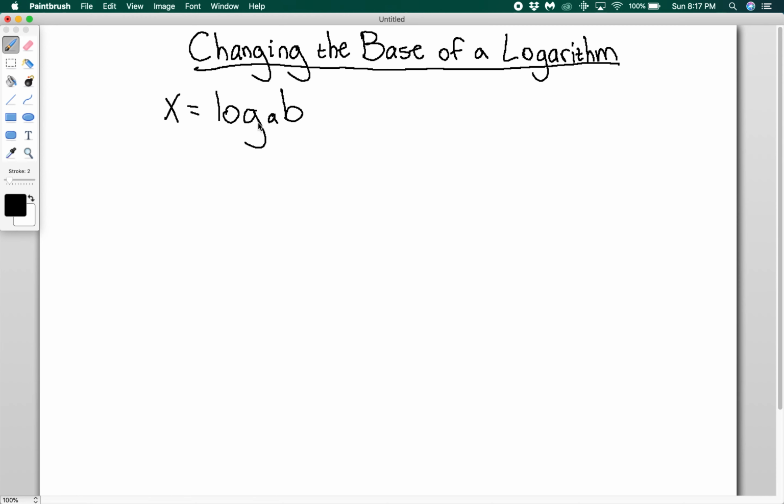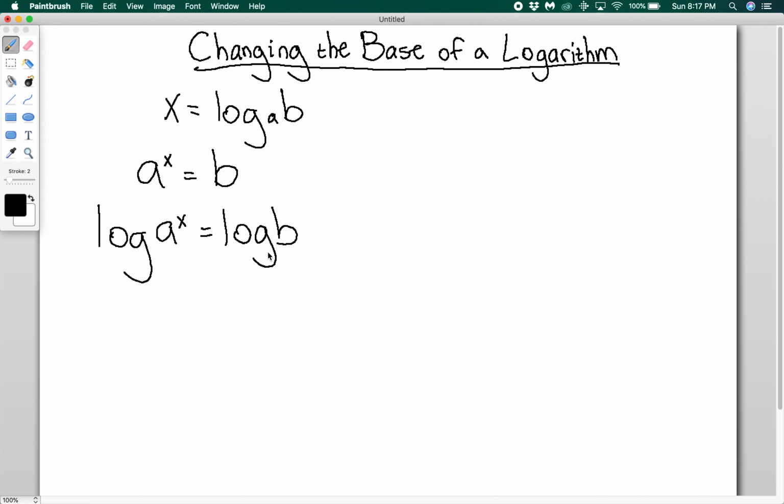So let's say I want to do log base a of b. The first thing I'm going to do is exponentiate both sides of this equation, or if you want to just think back to the definition and use that, that's also fine. So I'm going to rewrite this as a to the x equals b. Then I'm going to take log base 10 of both sides. Remember, we don't have to write the 10 when I do that. So now I have log of a to the x equals log b.